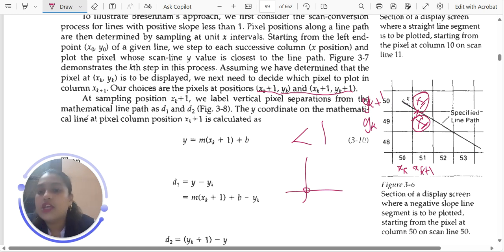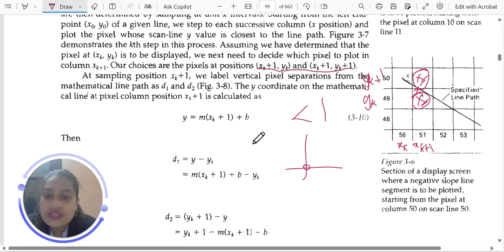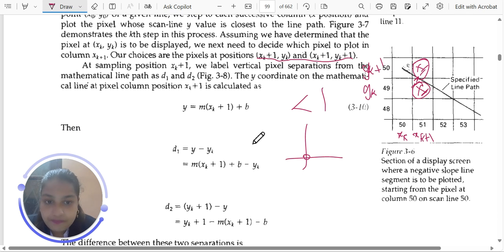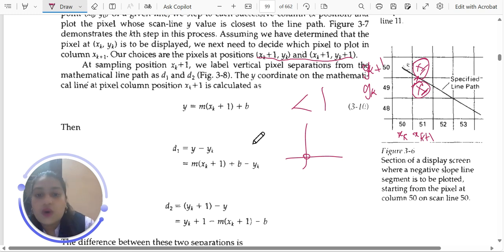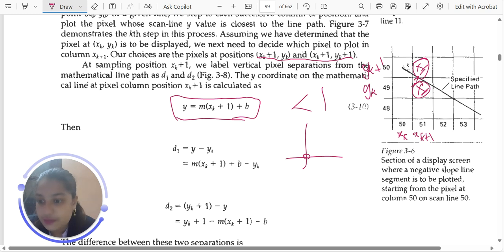We have two choices. So at sampling position xk plus 1, we label the vertical pixel separation from the mathematical line path as d1 and d2. The y coordinate on the mathematical line at pixel position xk plus 1 is calculated. So now we have the new formula: y is equal to m xk plus 1 plus b. The line formula. Remember the line intercept formula? Y equal to mx plus b that we have learned in the previous video. Similarly, here we want to find the xk plus 1. It is not x, it is xk plus 1.